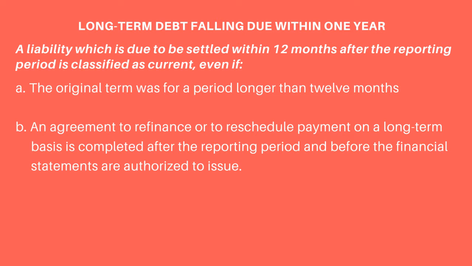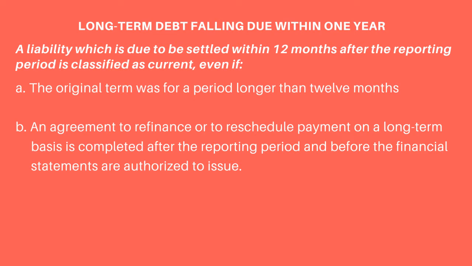For it to remain classified as a current liability, a liability which is due to be settled within 12 months after the reporting period is classified as current, even if, letter A, the original term was longer than 12 months. So even if it is beyond 12 months, if it is done after the reporting date, after December 31.